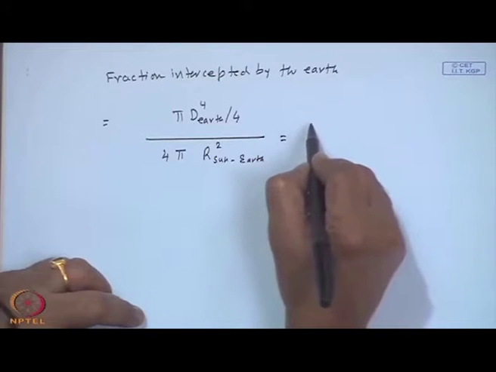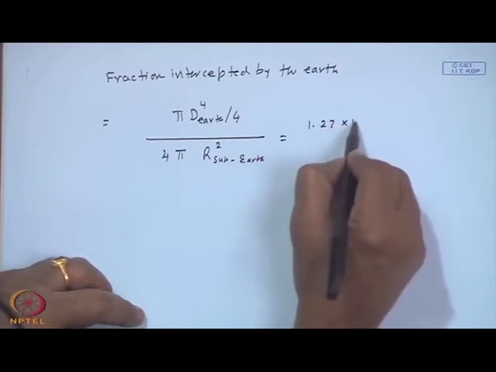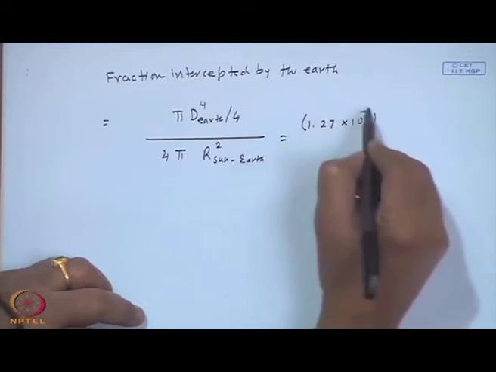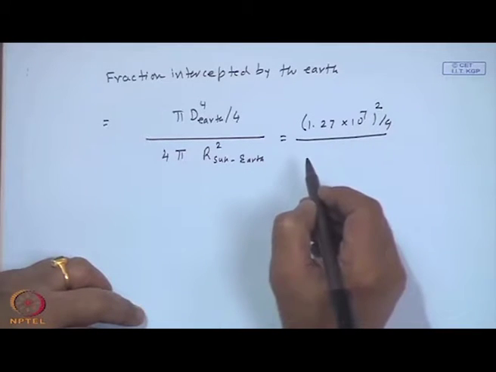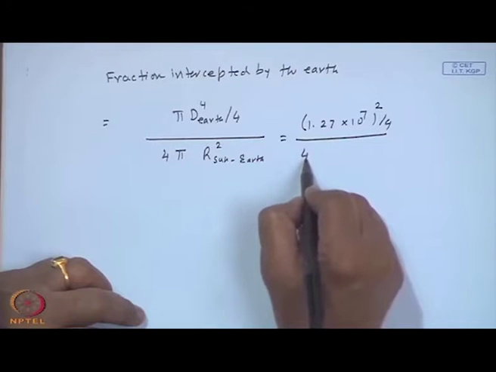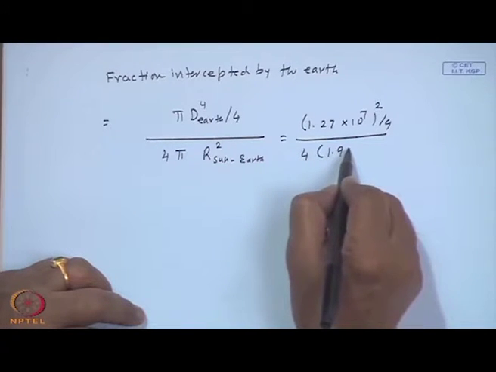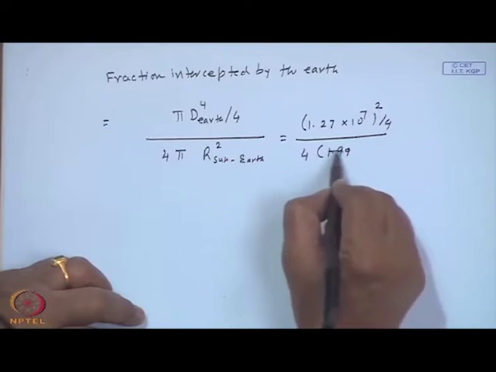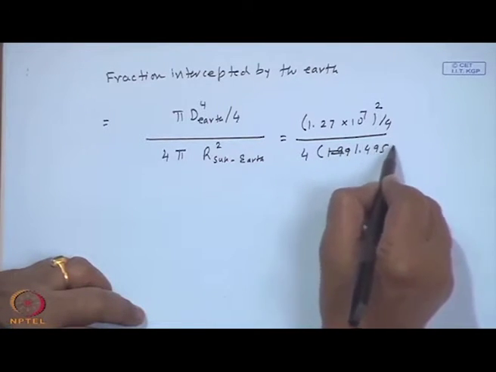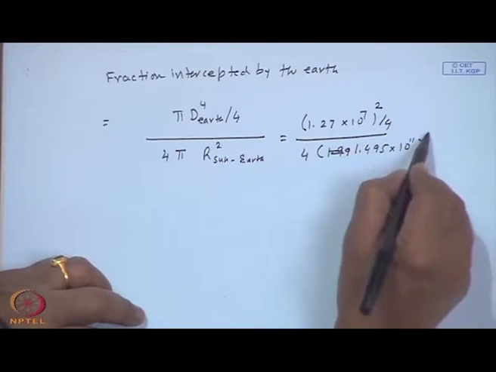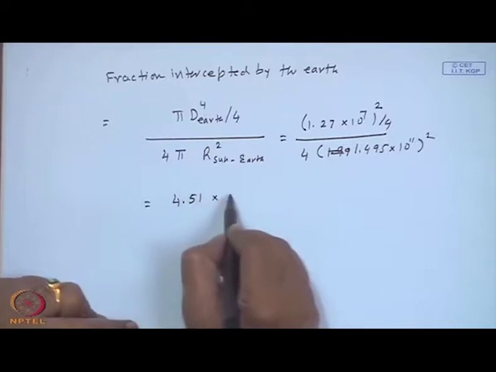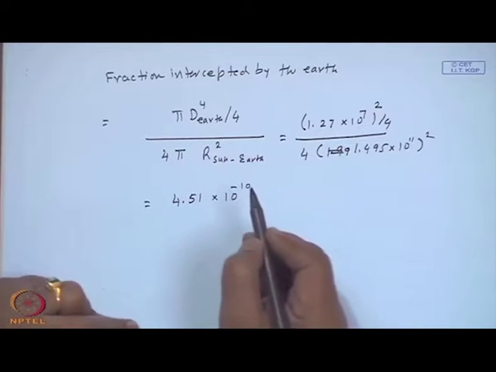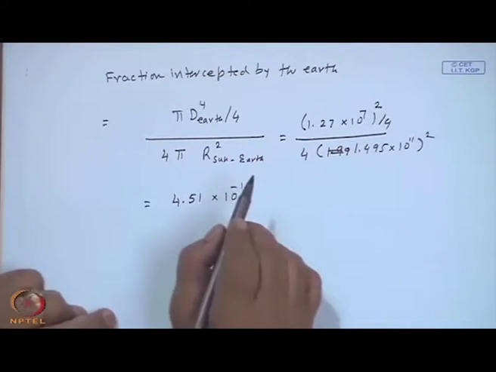So, this should be equal to 1.27 into 10 to the power 7 whole squared by 4. So, pi and pi get cancelled, upon 4 times 1.495 into 10 to the power 11 whole squared. That should be equal to 4.51 times 10 to the power minus 10. So, it is a small fraction of the energy emitted by the sun that the earth captures.